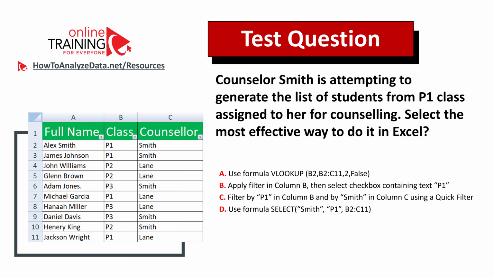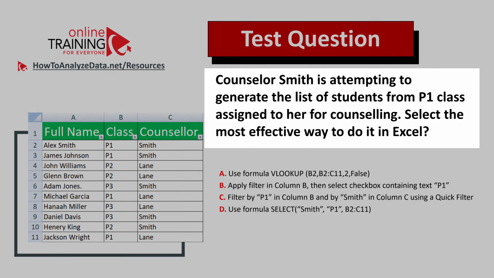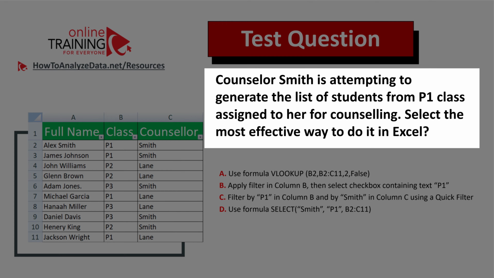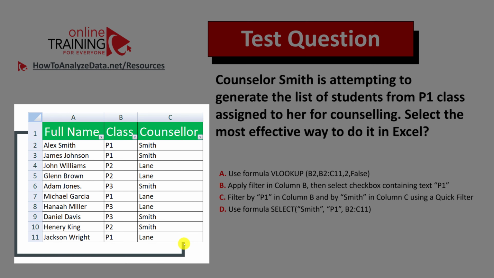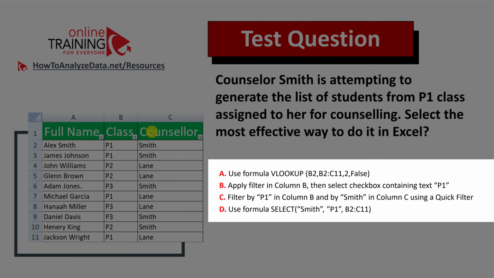Here's the question you might see on the test, which validates your knowledge of the application. Counselor Smith is attempting to generate the list of students from P1 class assigned to her for counseling. Select the most effective way to do it in Microsoft Excel. You're presented with the snippet of data on the left. The data contains full names of the students, class ID in column B, and then counselor's last name in column C. And there are 4 different choices to choose from.